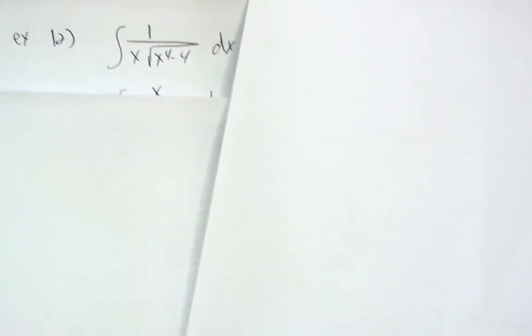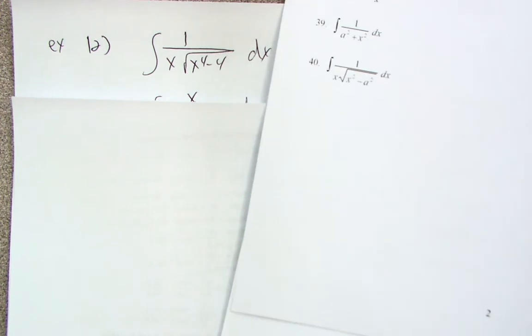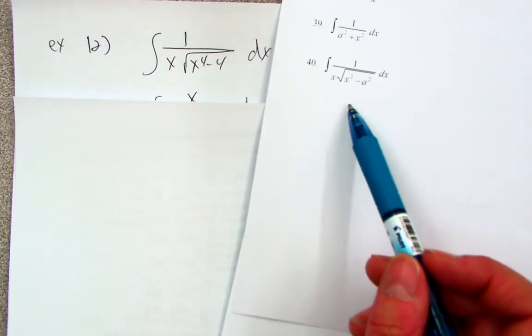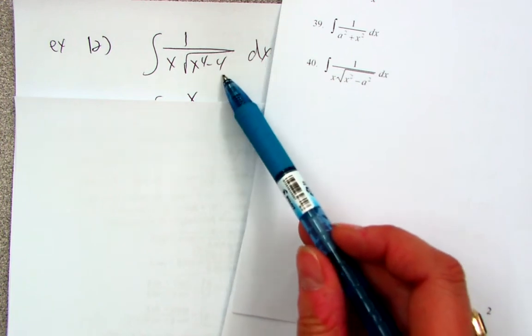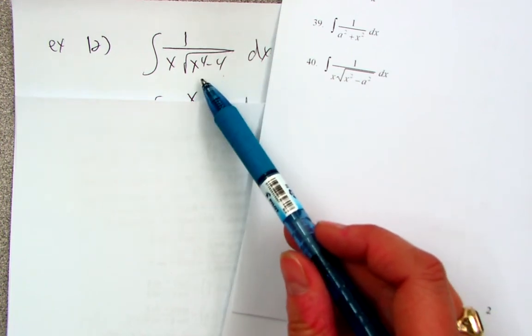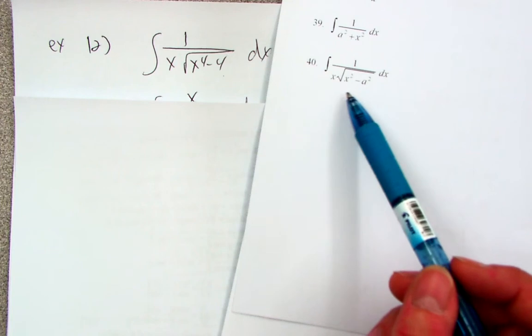Let's try another problem. I have 2 more. There we go. It's number 12. It's the integration of 1 over x times the square root of x to the 4th minus 4. This is not too bad. Looks like it's trying to model this last one. So it looks like my a might be 2, and my u is going to be x squared, so that I can get it to look like this. Let's see what I get.